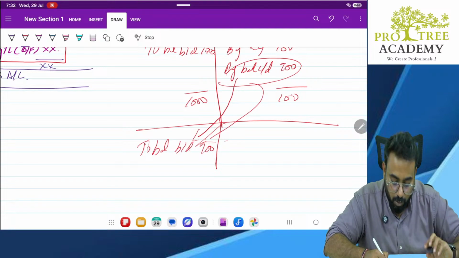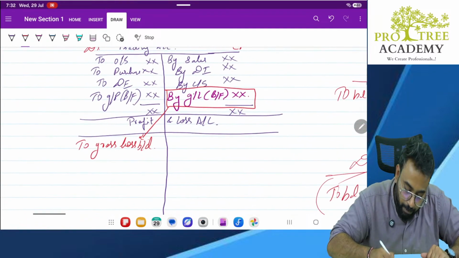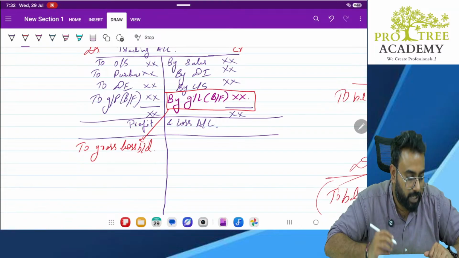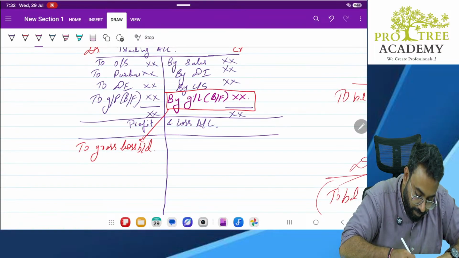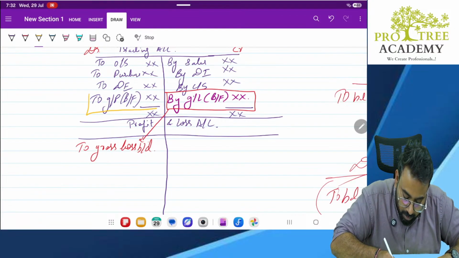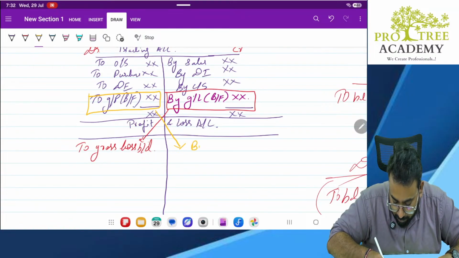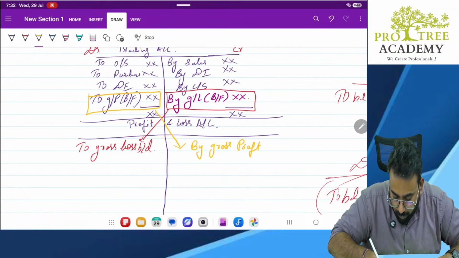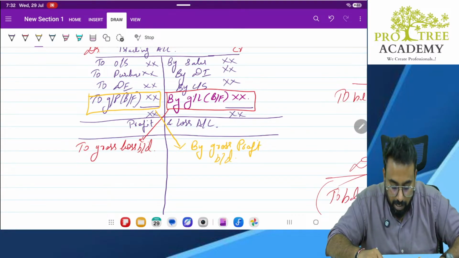I gave you reason also. It will always have a debit balance. So start with debit. In the same way, your gross loss will come this side. Okay, sir. Then what next, sir? Your gross profit will come this side. Okay, sir. Done. Understood, sir.